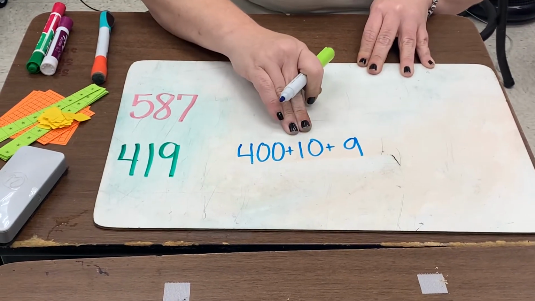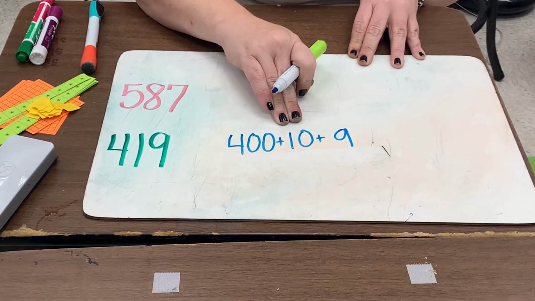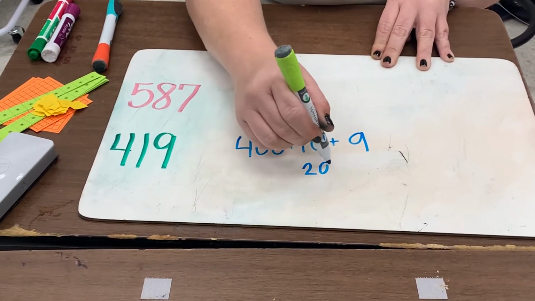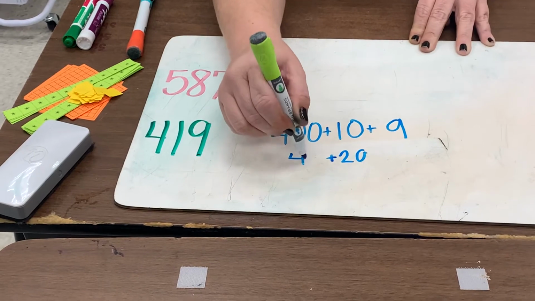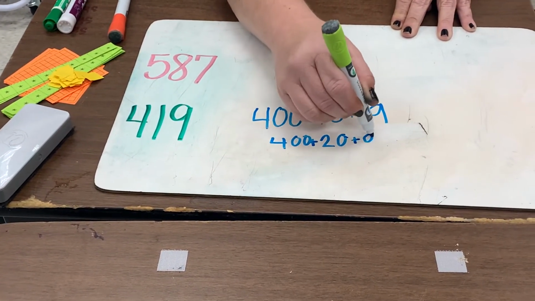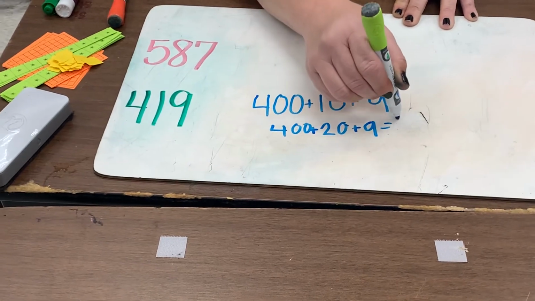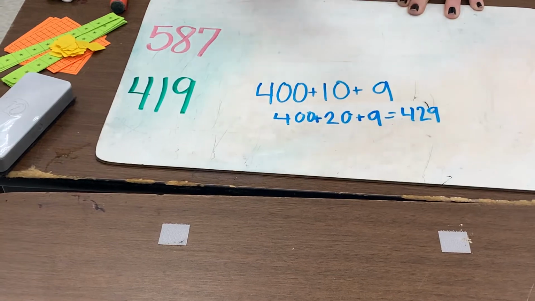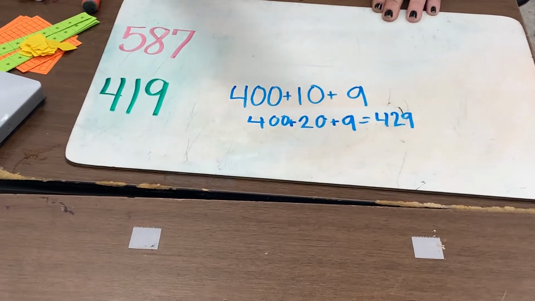Or if I was doing the tens place, 10 more than 10 makes what? 2 10s, which is 20. My 400 would stay the same. My 9 would stay the same, which would give me 429.